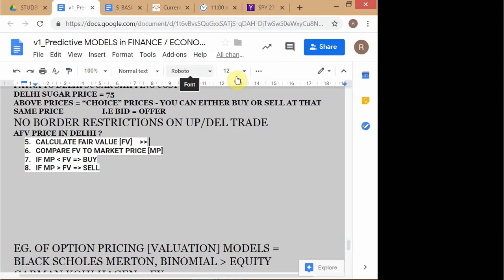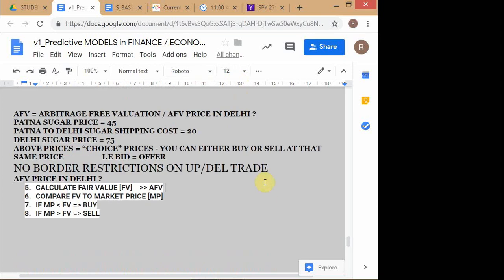So what Bola does is he checks this. What is the fair value? Can I calculate it using AFV? So what he does here is calculate the fair value. Now if he sees that the price in Delhi, the sugar in Delhi, you have the real sugar in the market in Delhi, but the synthetic equivalent of that, you think about an equivalent. You visualize a synthetic equivalent.